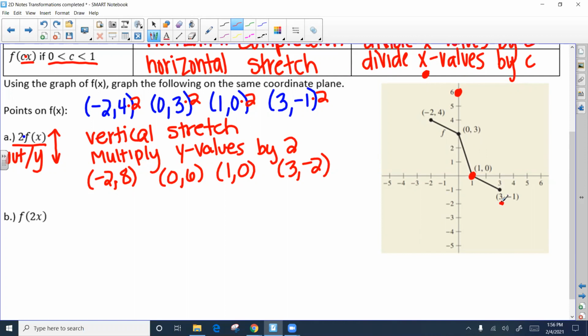So when I connect those, here's my new graph for A. As we can see, the one in black is our original, the one in red is our new one. It's the same width as it was before, but we stretched it vertically, so now it's taller. All the y values are doubled, so it's 2 times as tall as before.